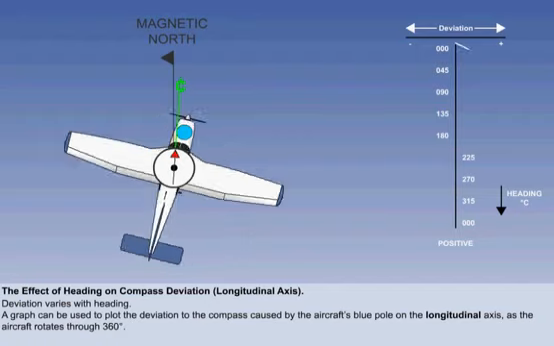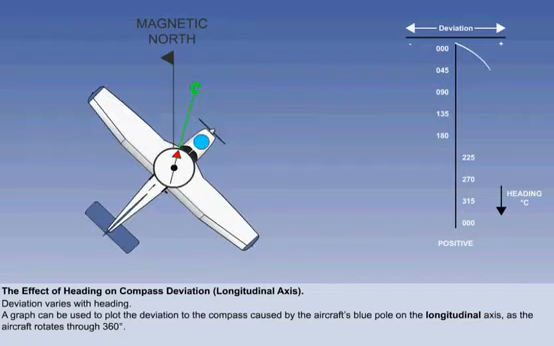Let's see what happens now if we turn the aircraft onto a compass heading of 045 degrees. The blue pole is now out to the east of magnetic north, and so the compass needle will point, or be deviated, to the east.